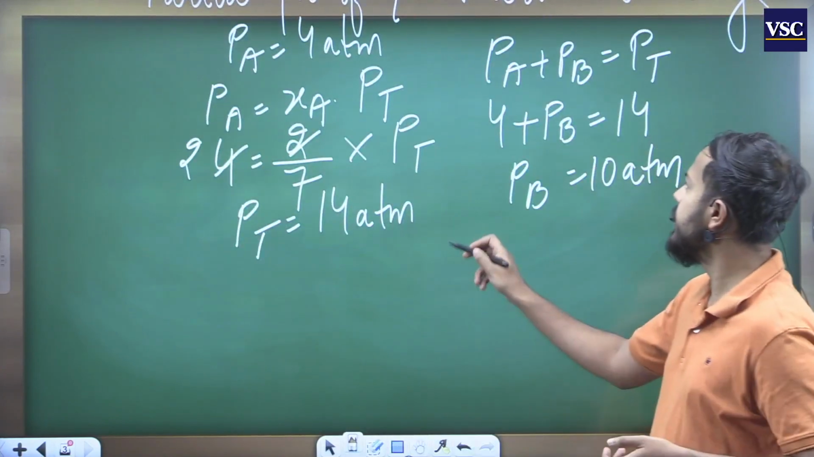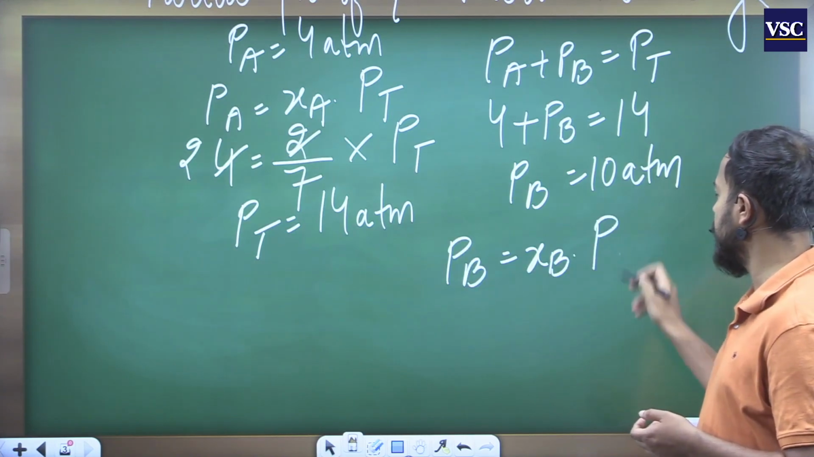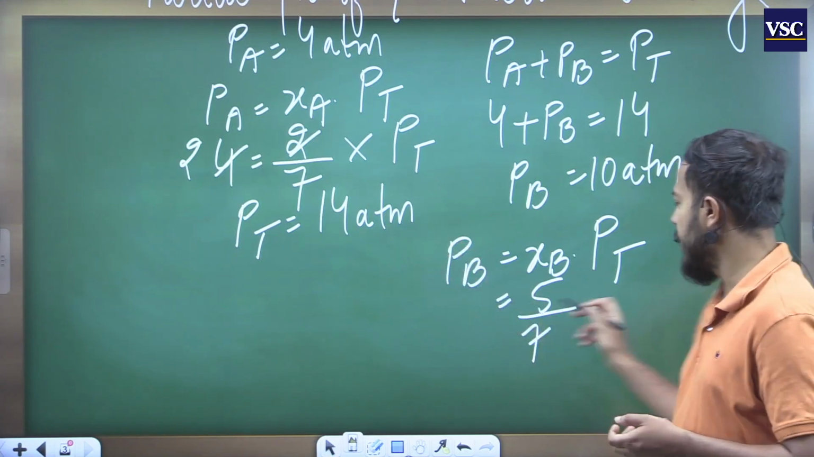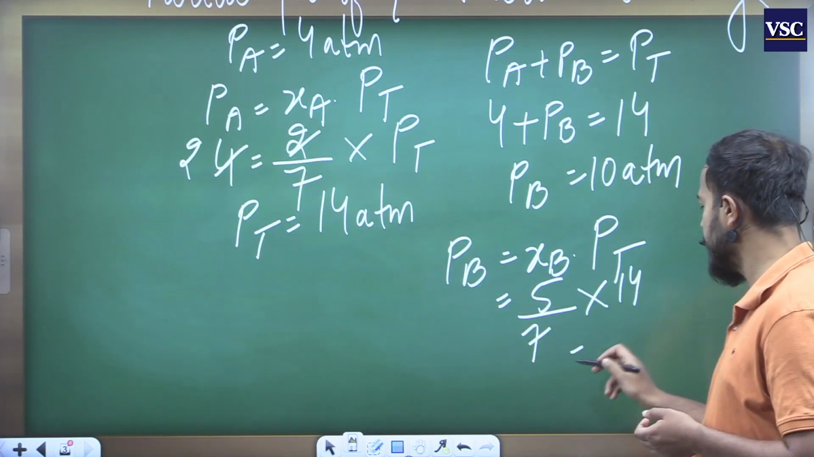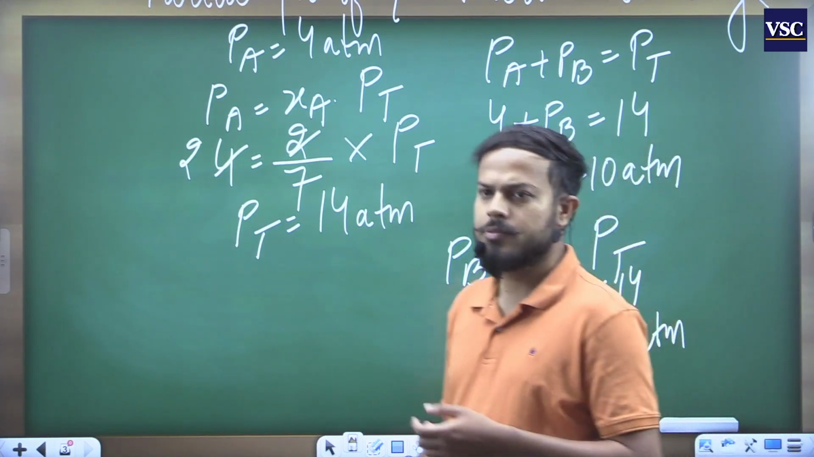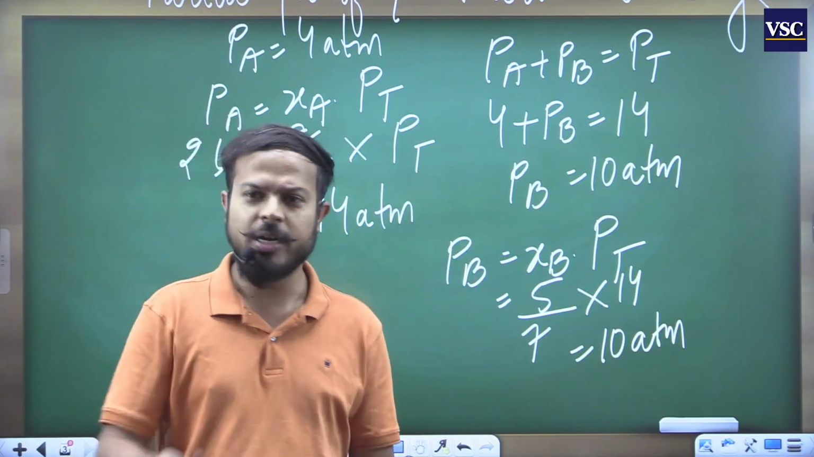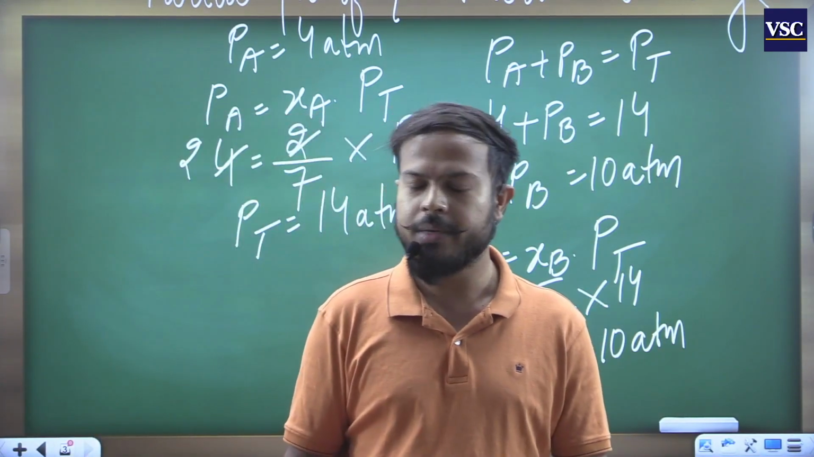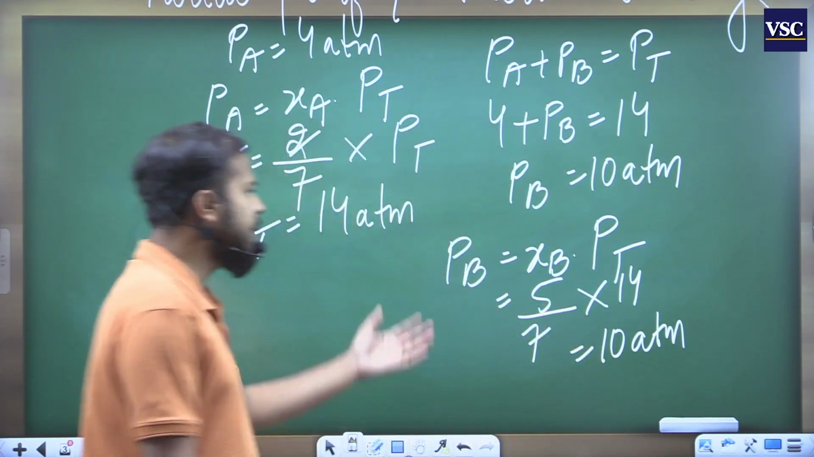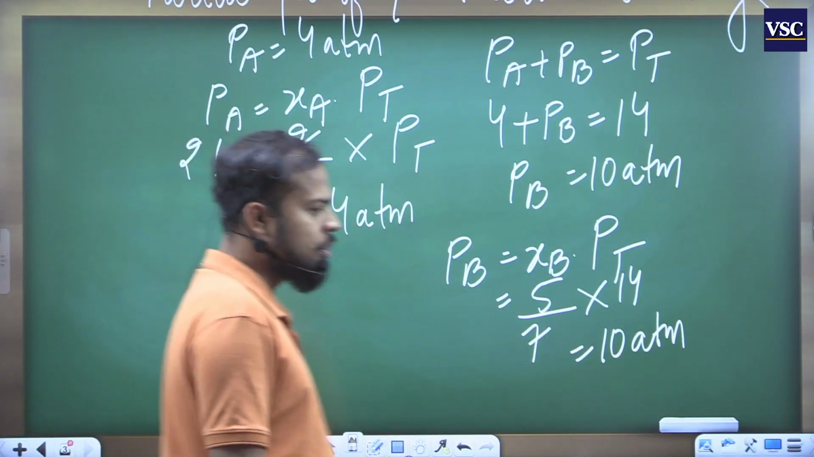You can calculate the other way also. If you want to find PB, then it would be XB into P total. You have 5 moles out of 7 moles, and here you have 14. What will you get? You will again get 10 atm. So you can do it any way. Like if you have P total and the partial pressure of A, then you can calculate the partial pressure of B. That's quite an easy way. Or you could just apply the formula, that is mole fraction into P total. Okay, I hope you understood it.